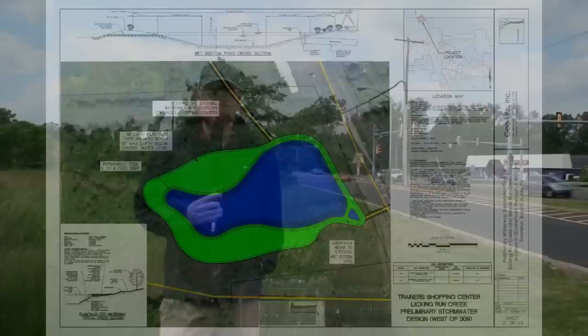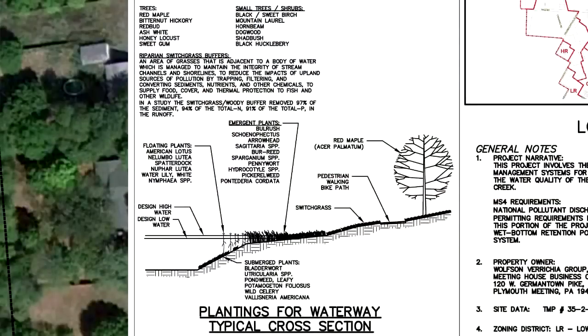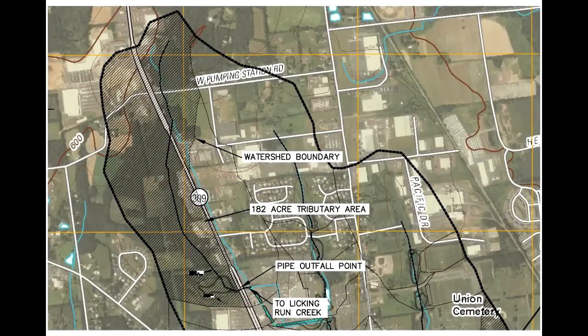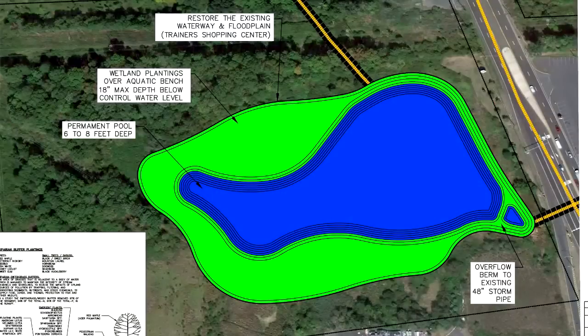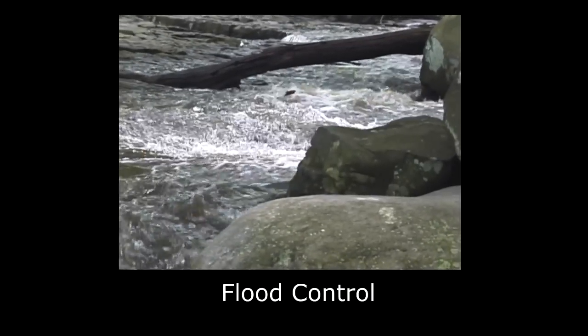What we propose to do is to expand this wetland into a wet bottom retention pond with littoral zones and detain the water in there longer so the wetland vegetation can eat up the pollution coming from this large tributary area. Not only will the biological processes happen in the littoral zones, but you also have anaerobic bacteria that will eat up the pollution that is settled to the bottom in the deep water areas. Another benefit of this is to provide flood control for properties downstream.